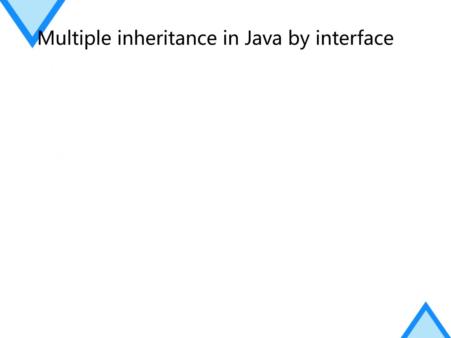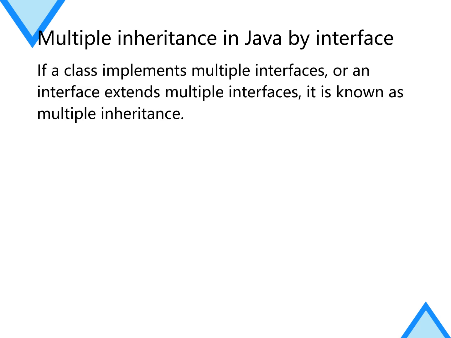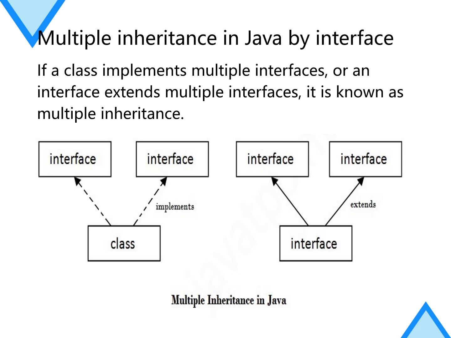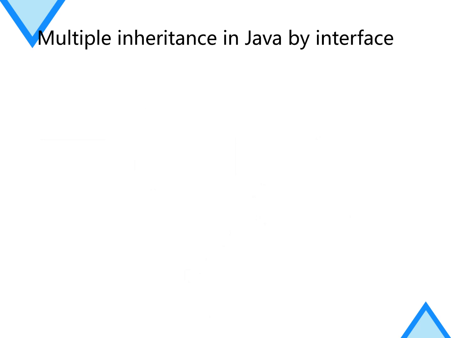Now let's see how multiple inheritance is implemented by interface. If a class implements multiple interfaces or an interface extends multiple interfaces, it is known as multiple inheritance. So we can implement multiple inheritance in Java through interfaces. So we have two interfaces which a single class is going to implement, and we can have two interfaces which are extended from a single interface. Multiple inheritance example in Java.